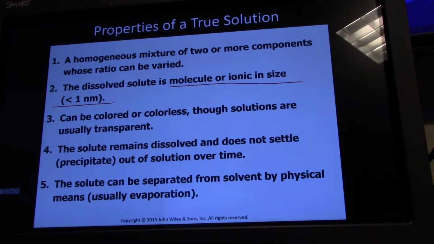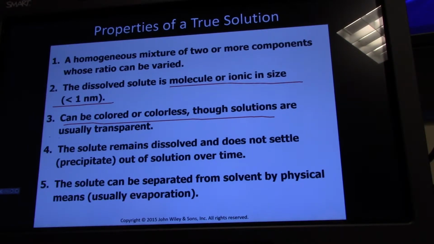And if the particles are bigger than 10 nanometers, you have a suspension. If you let it sit, things will sink to the bottom. So we have true solutions, colloids, and suspensions based on how big the particle size is. To have a true solution, the particles must be ionic or molecular in size, 1 nanometer or less. They can be colored, but they're transparent.